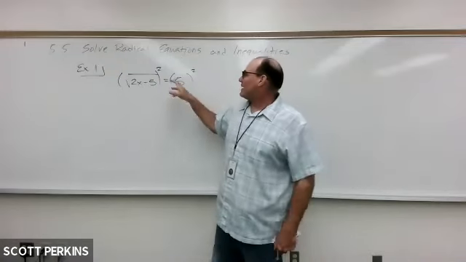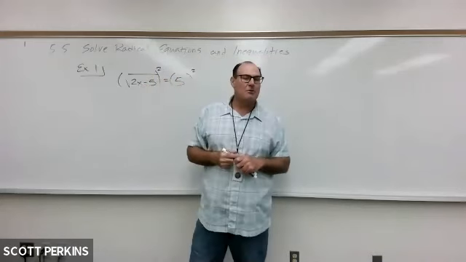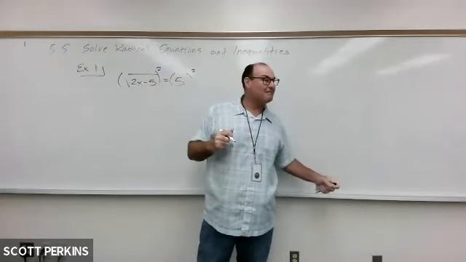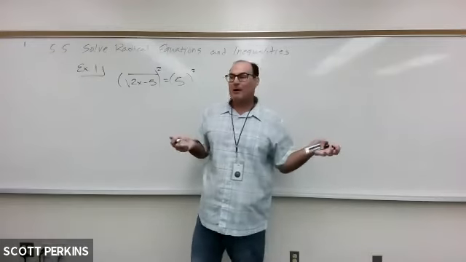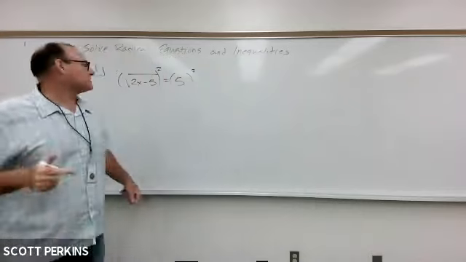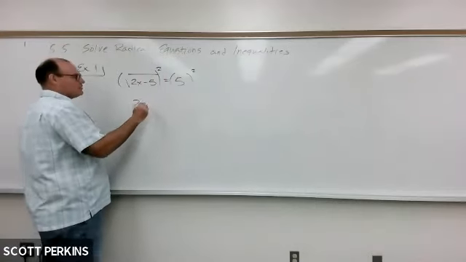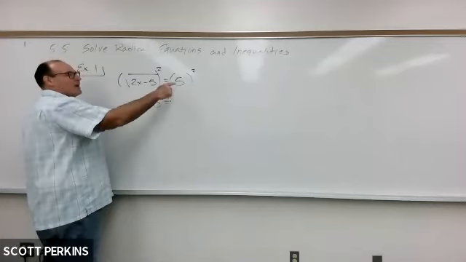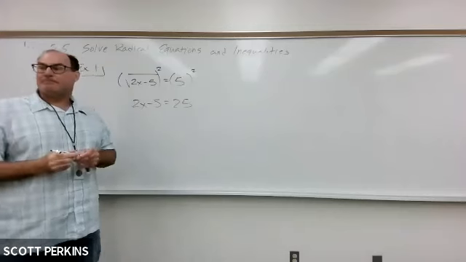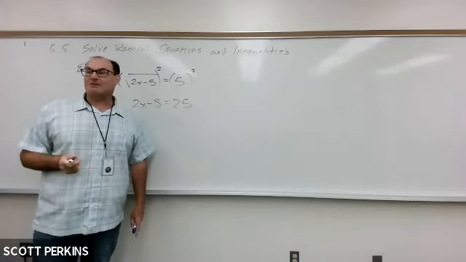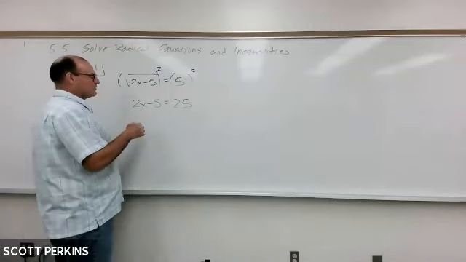So when I square the square root of 2x minus 5, what do you propose that I would get here? Yep, squaring a square root, they just kind of undo each other. It's like tying your shoes, then untying your shoes. So I end up with 2x minus 5, and on the right side, 5 squared is 25. So far, so good? Question, comment, concern? All right, we'll get more interesting than this.